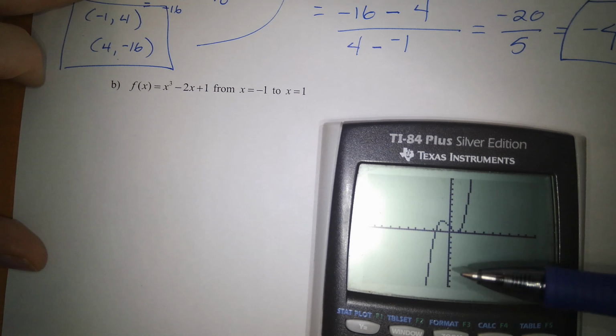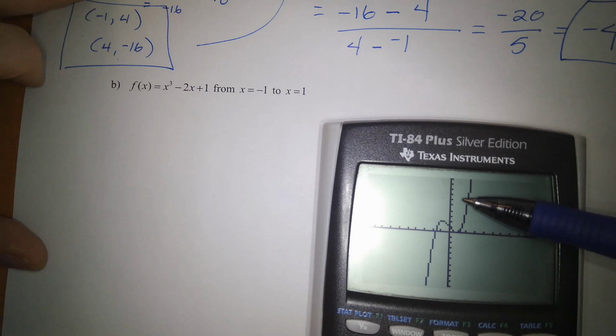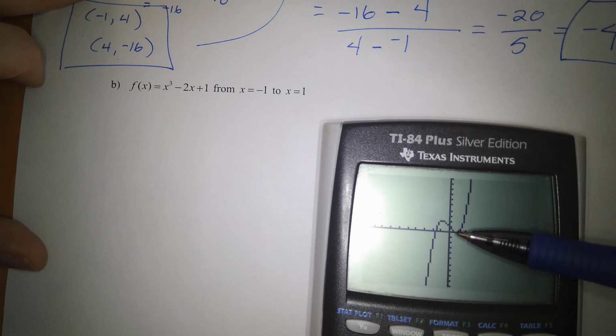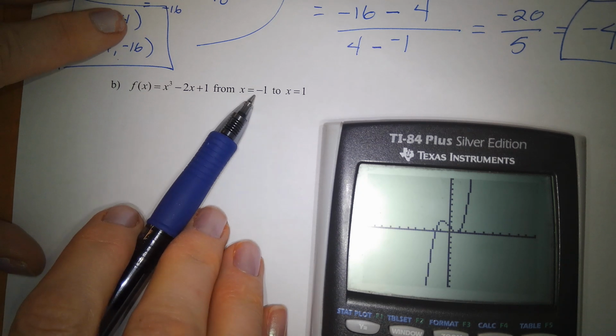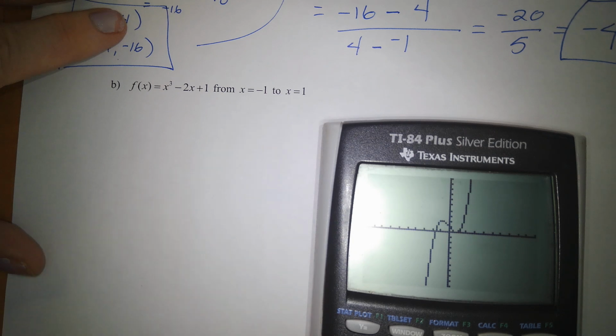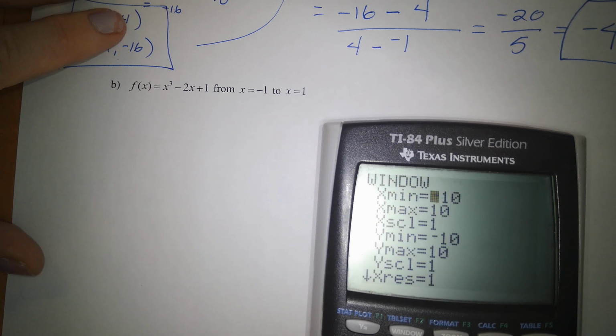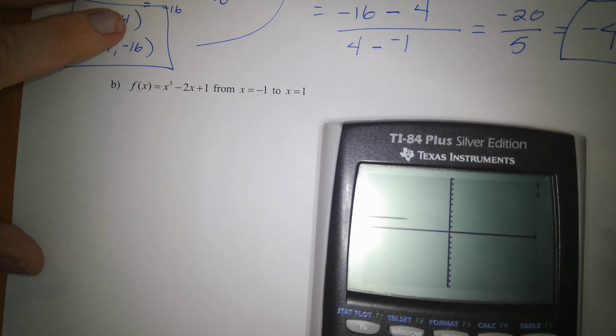By looking briefly at it, it appears to obviously not be even because it does not have y-axis symmetry. It definitely does not have origin symmetry because this hump in the second quadrant would be over here in the fourth quadrant. So it is not odd, it is not even. Okay, so we're looking specifically between negative 1 to 1 in the x direction. So let me zoom in on this. Let's just go from negative 1 to 1 in the x direction, and let's see what's happening just between negative 1 and 1.